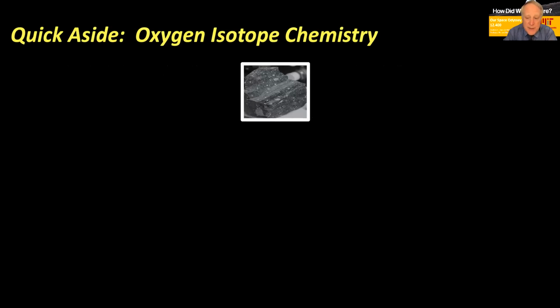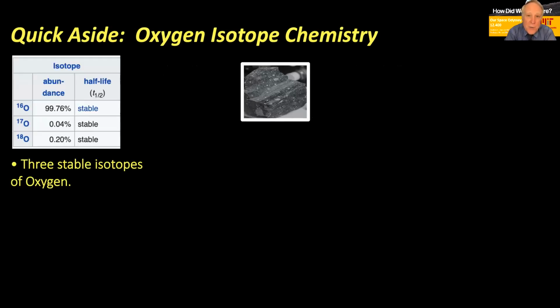And what this means, well, let me just show you what the isotopes are, or remind you. The three main isotopes of oxygen are oxygen 16, which is basically what we breathe, oxygen 17, and oxygen 18. And you see in the percentages here, oxygen 16 is the most common form of oxygen. The important thing about these oxygen isotopes is that they're stable. They basically have infinite half-lives.